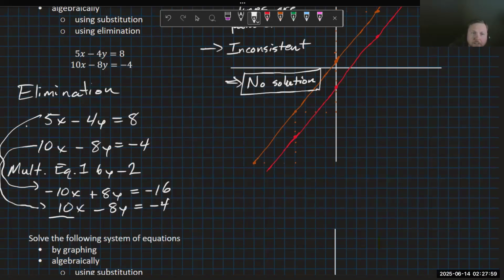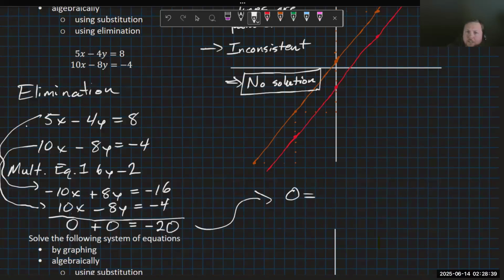So I just recopied the second equation. Now I'm going to add the two equations together. So when I do that, negative 10x plus 10x. By design, I picked negative 2 so that I'd get that negative 10x so that I could eliminate the x variable. So when I add these together, I've done it. But oh no, look what happened. Now I have a positive 8y and a negative 8y. So when I add those together, I get 0. And then negative 16 plus negative 4 gives me negative 20. So I end up with 0 is equal to negative 20.